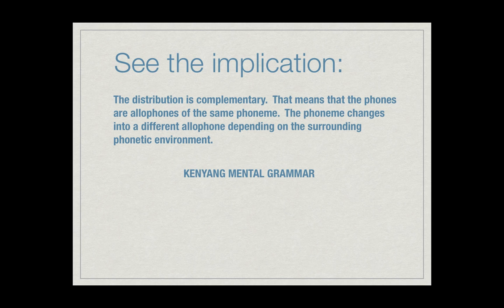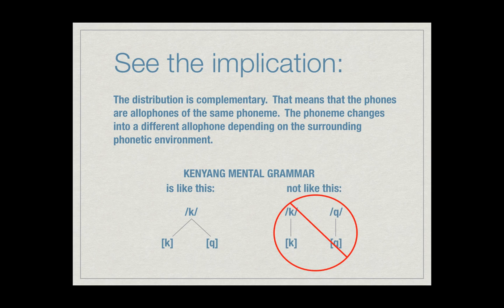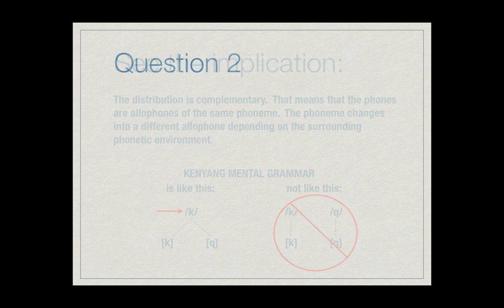The situation in Kenyang is like this. The phoneme has two allophones. It is not like this, where each phone corresponds to its own phoneme. A little later, we'll return to this concept to figure out how to decide which of the two allophones should represent the phoneme. Let's move on to question 2.